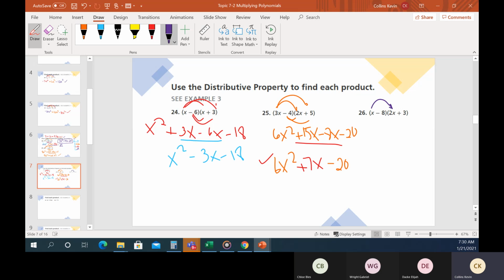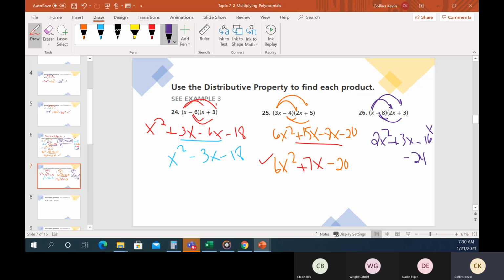X and 2x. So that's 2x squared. And we've got x times 3, that's plus 3x. Probably going to run out of space here, but that's okay. And then we've got minus 8 times 2, that's minus 16x. And then finally minus 8 and 3, that's minus 24.